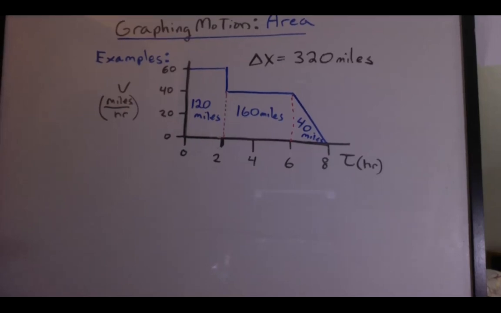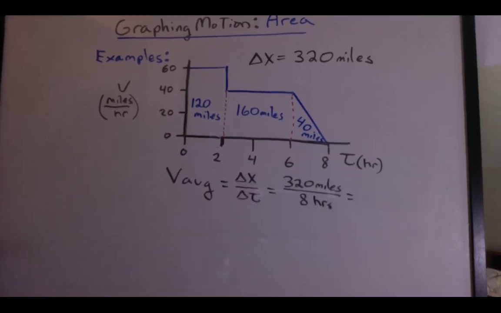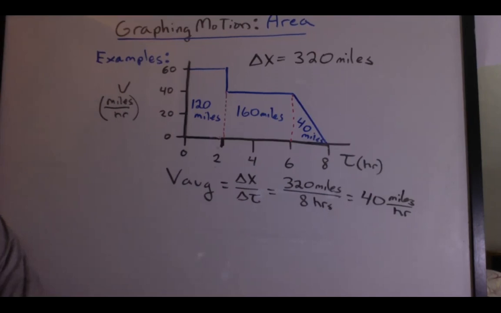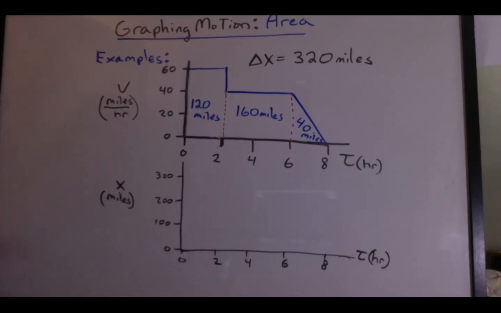320 miles. Okay, what's the V average? Total distance over total time. And you should get 40 miles per hour. So what would a position versus time graph look like for this?